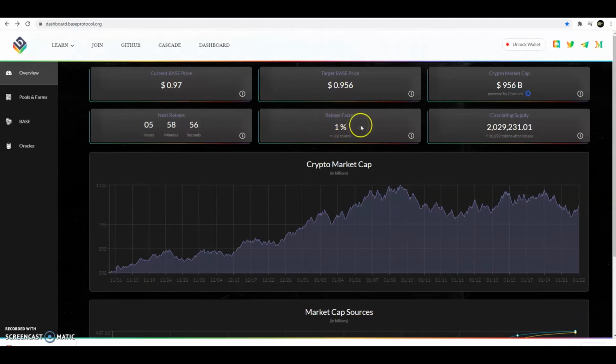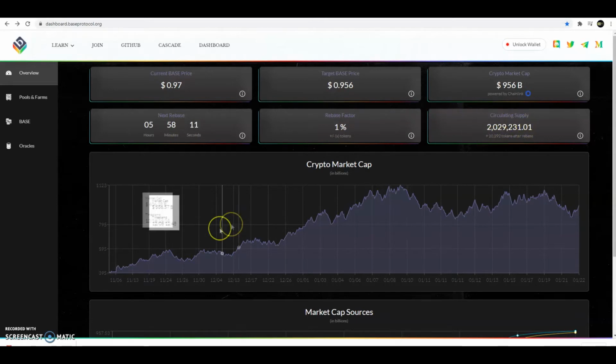So this is the rebase factor, and this is the current circulating supply, which is 2,029,000. If you look here, you will see that after the next rebase, there would be 20,292 tokens added to the total supply, because this is a rebase token. And this is if it was to remain at 1%. Obviously, if it was to go to 2%, you'd have double this, which would be 40,500 and something more tokens added to the supply. If it was the opposite, as in if it was in minus, then you would take this away from the current supply.